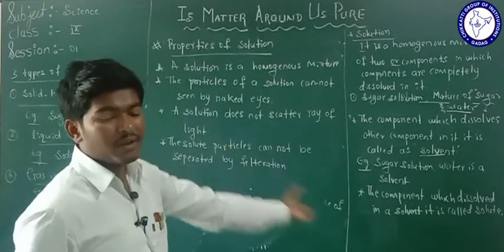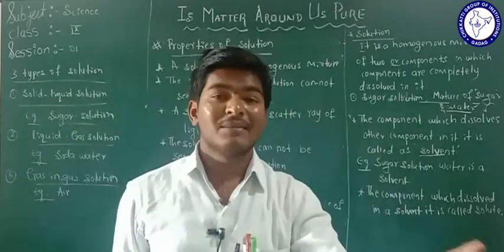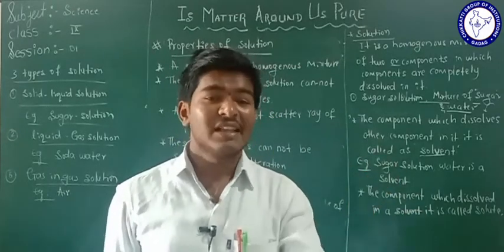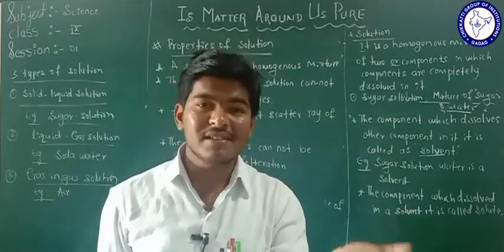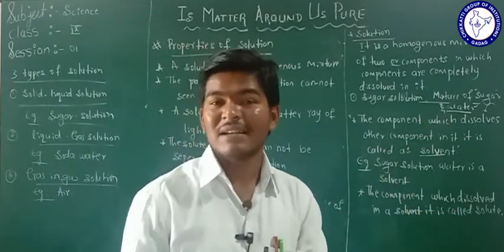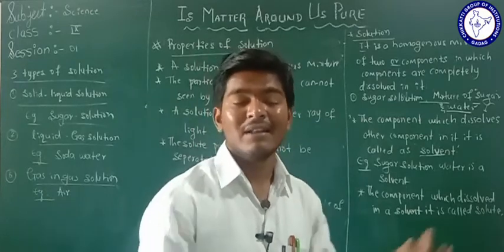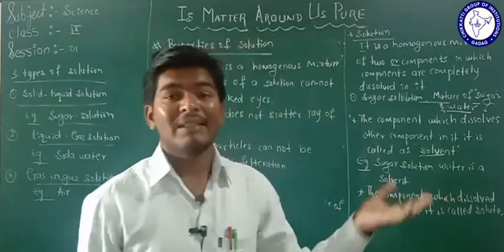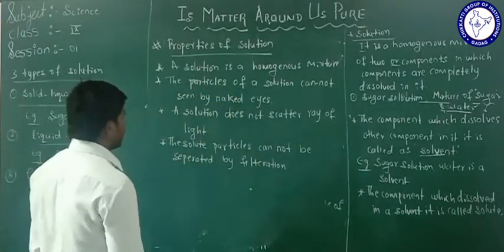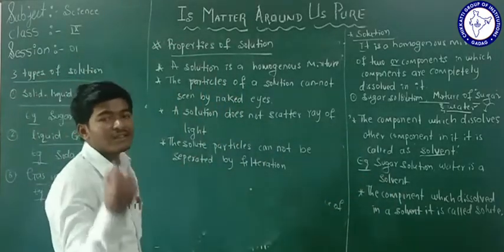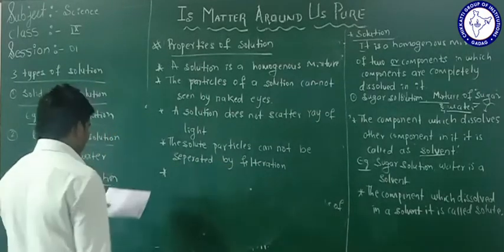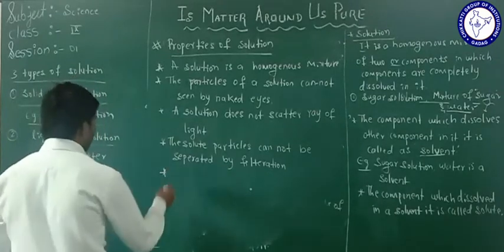You have to remember. Why do I not call the mixture of water and sawdust a solution? Because the sawdust can be easily separated by filtration, but the salt particles which are dissolved in the water cannot be separated by the filtration process. So another property of the solution here: the solute particles which are dissolved in the solution cannot be separated by filtration.